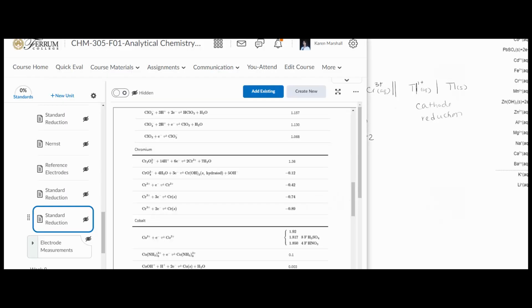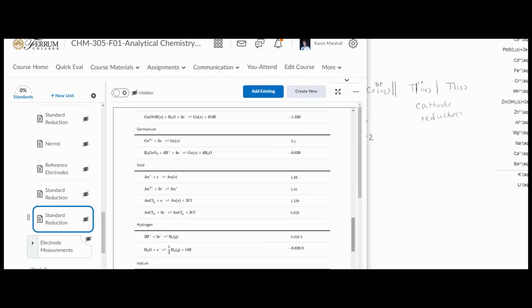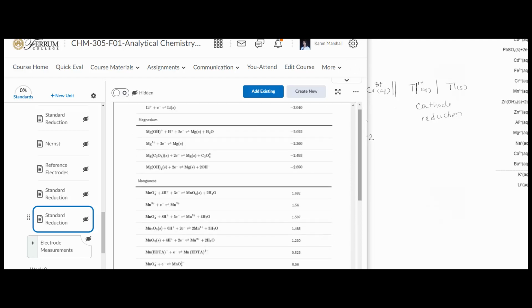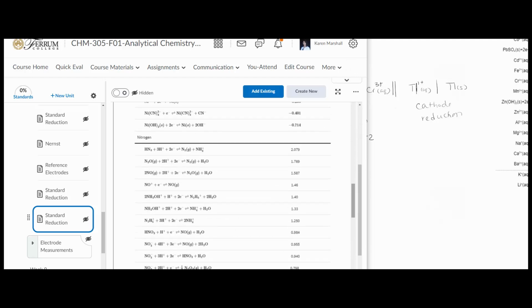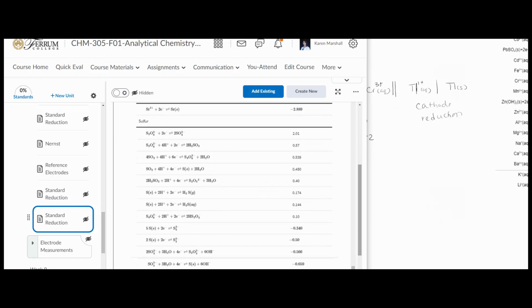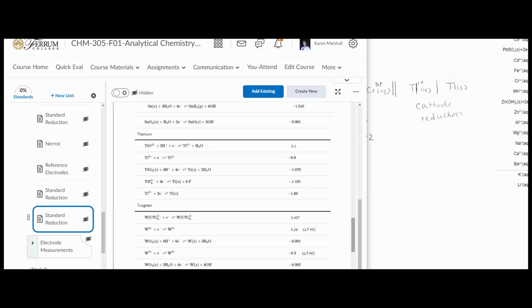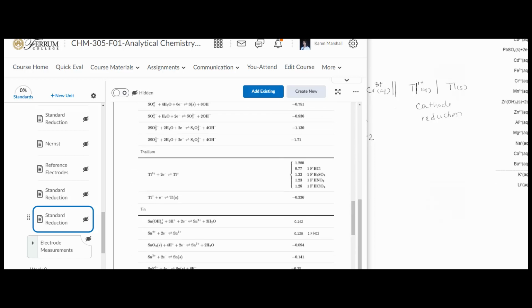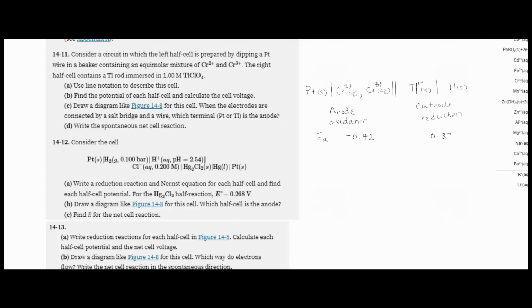And the thallium then, scroll down till I get to T. There's silver. I'm looking for, there we go, thallium 1 to solid is a negative 0.336, and these are volts.